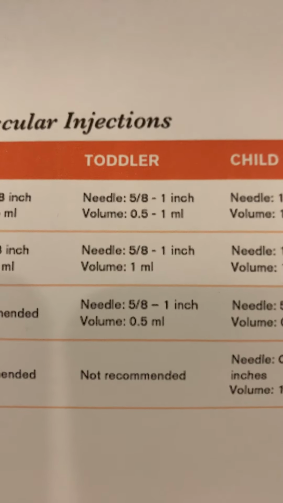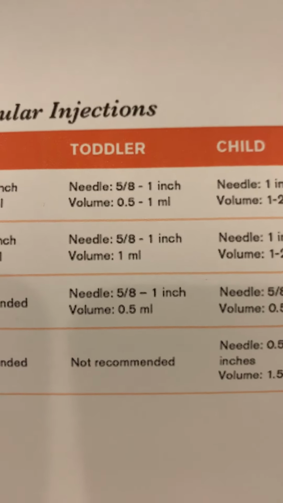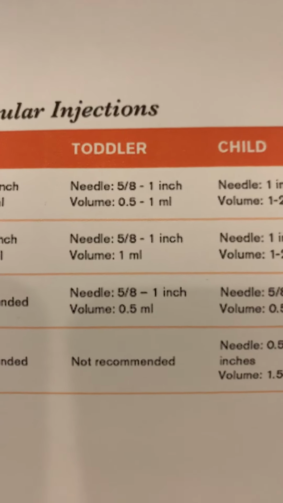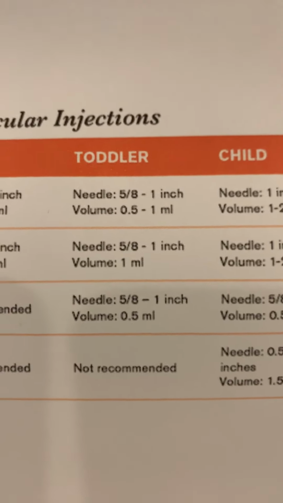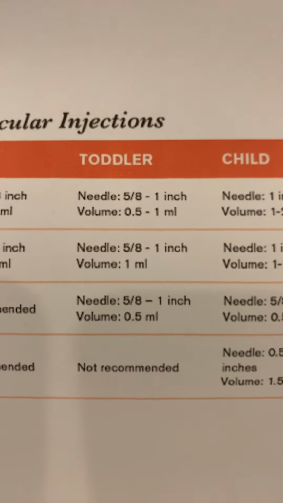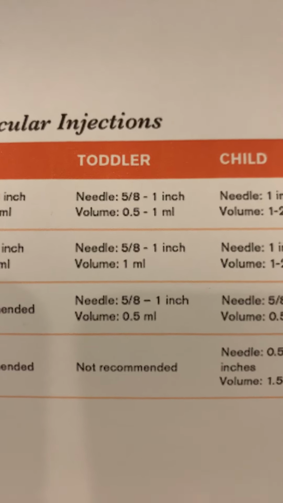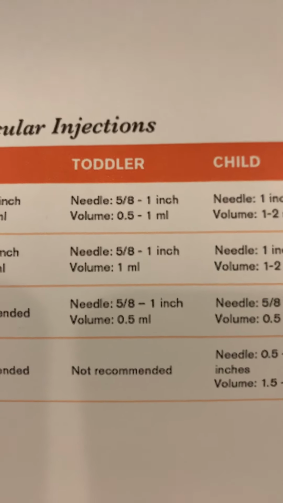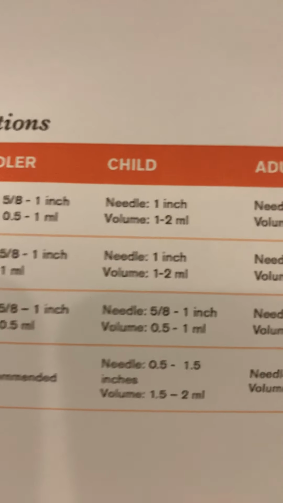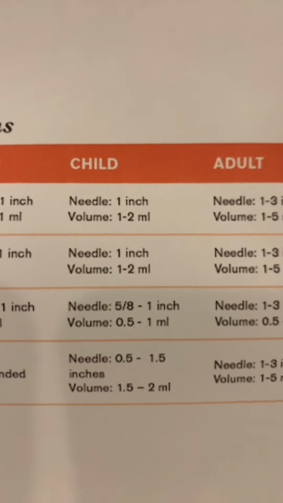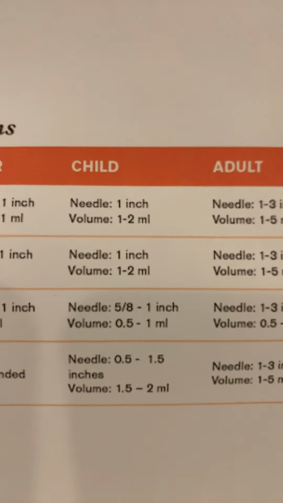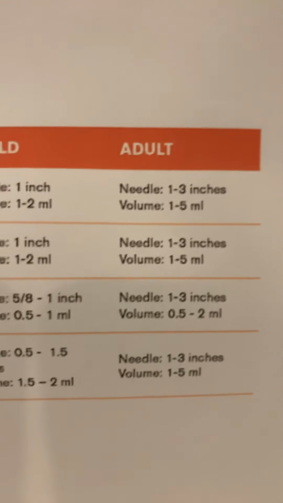So what happens if you're pulling up an antibiotic for this toddler and it ends up being 2 mLs? What you would have to do is one nurse would give the injection on one side and the other nurse would give the injection on the other side, and you would do it simultaneously. The toddler is not going to let you come back and give another injection after one, so you'd want to do them both at the same time. All right, a child that's a little older, the volume can be up to 2 mLs, okay? Needle length, about 1 inch. And then we did adult.